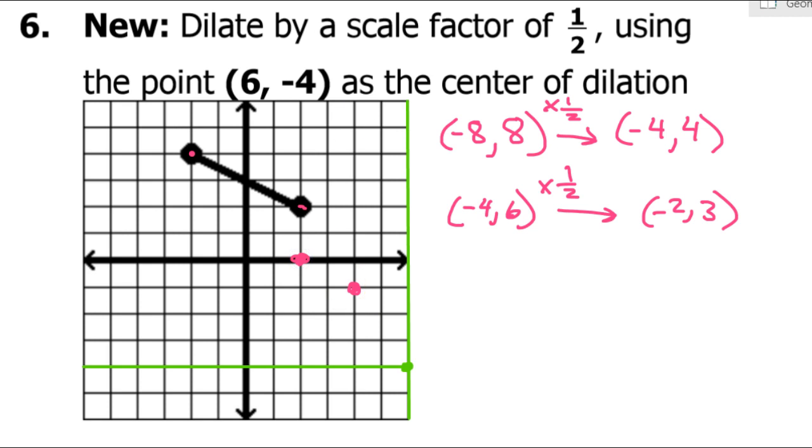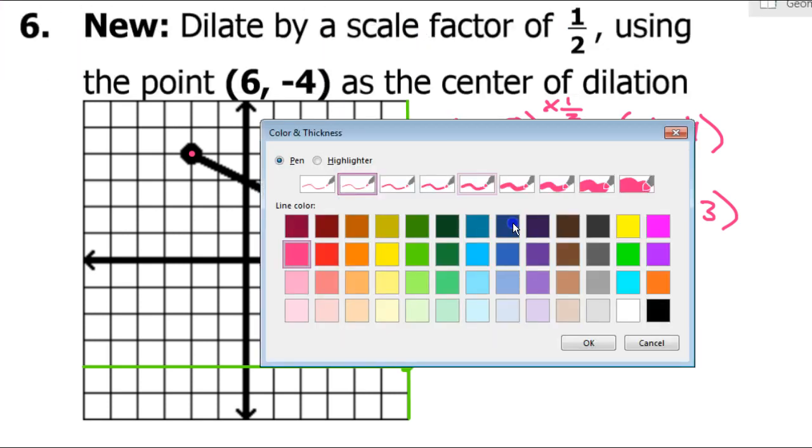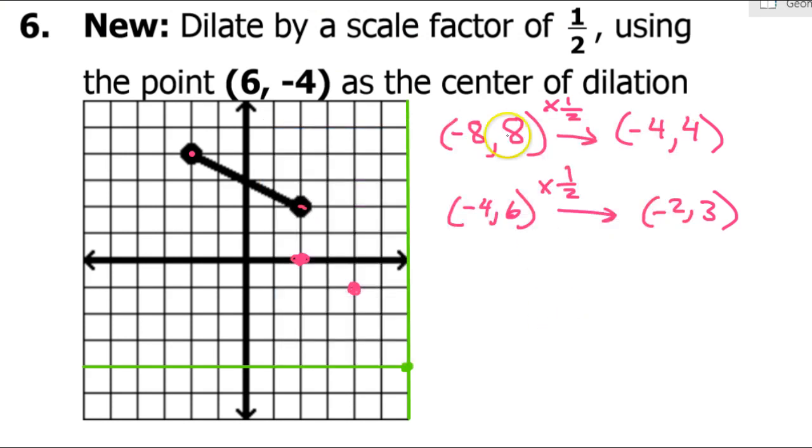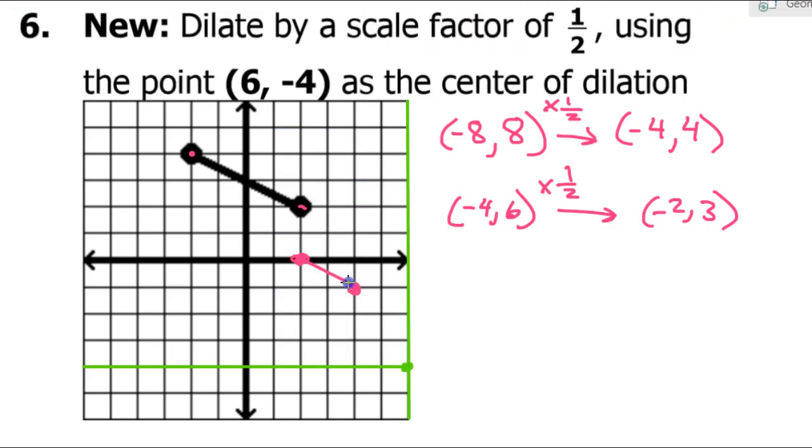If I go ahead and just connect these points, then that's it. This tiny segment is going to be the dilation of the original segment by a scale factor of 1/2 if the point 6, comma negative 4 is the center of dilation.